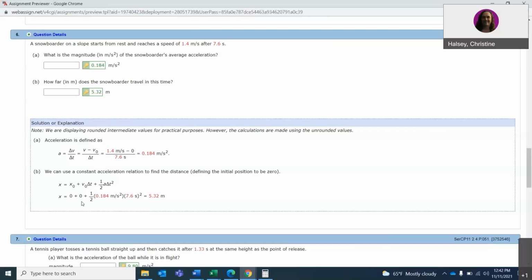The third term, 1/2 AT squared. So we take half of the acceleration that we just calculated times the time that was given to us. So 1/2 of what you calculated in A times the time that was given, in this case, 7.6 seconds, and you square that 7.6 seconds. Don't forget that part. This one's on the outside, so it does get squared, whereas this one's on the inside. It's on the S term, but I'm sure y'all know that.